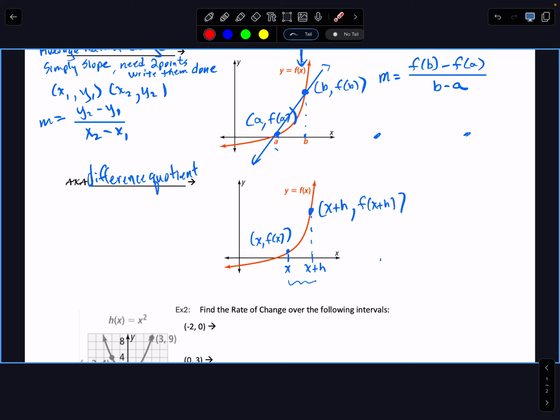And now we have our two ordered pairs. That's what you need, the 2 points. There's my 2 points. Now we're going to take y sub 2 minus y sub 1 in the numerator.